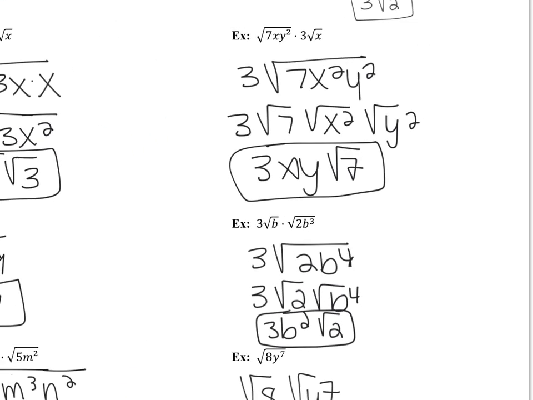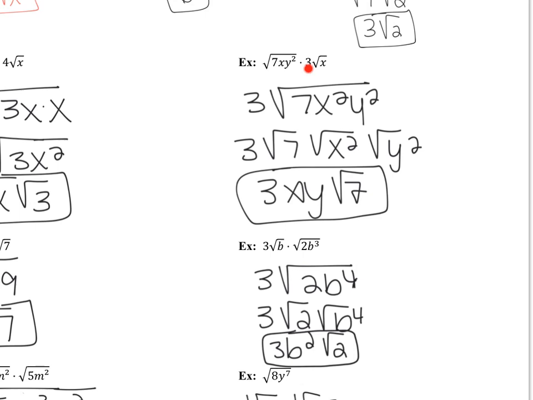On the next one, the 3 isn't under the radical, so that's just going to come out the front, and then I can multiply these two together, so that's where I get 7x squared, because x times x is x squared, and then y squared.